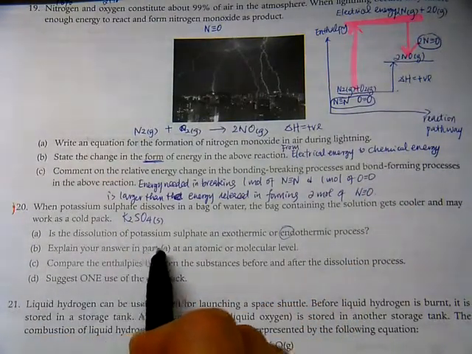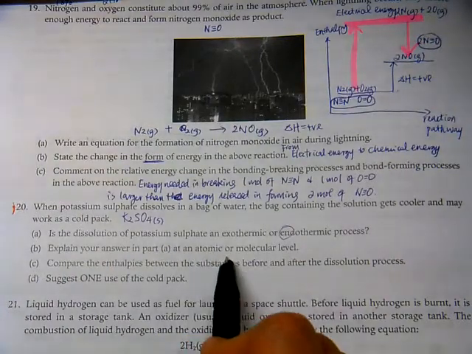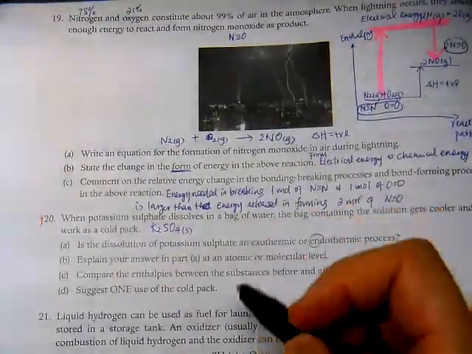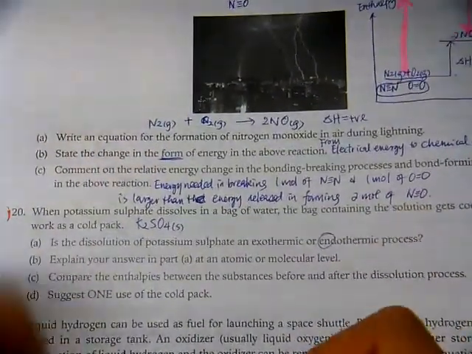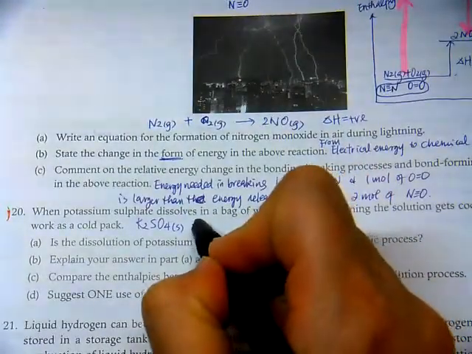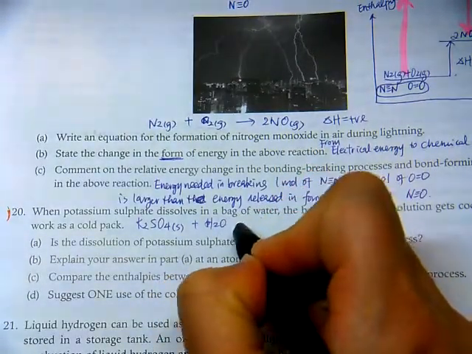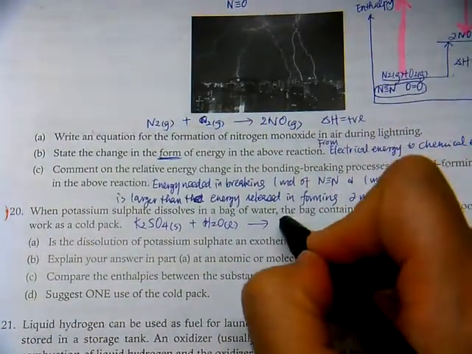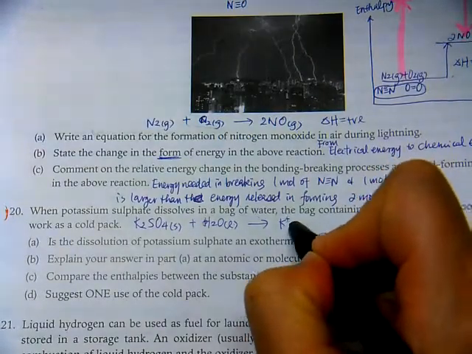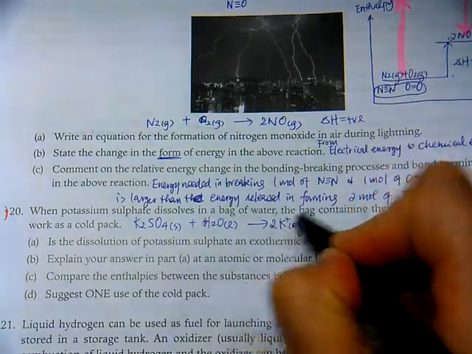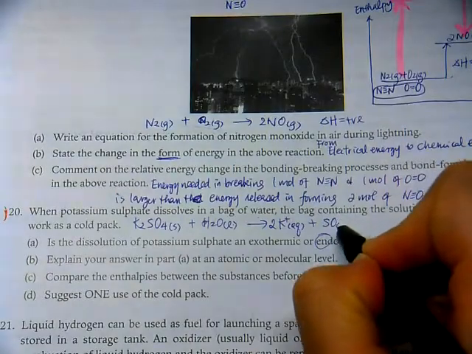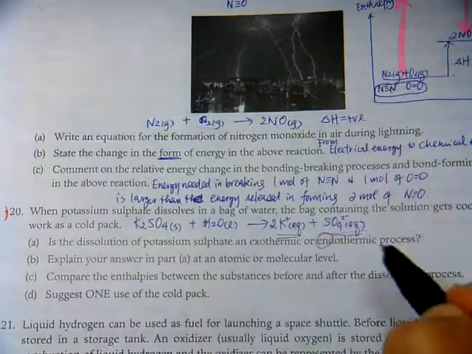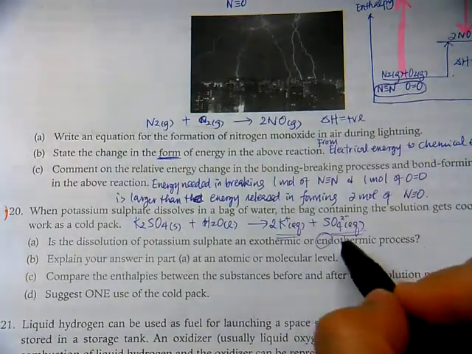Explain your answer at atomic or molecular level. Now again, let's look at the equation for the dissolution. Here, it dissolves in water. Finally, can you tell me what is formed? Okay, we have mobile potassium ion, 2 moles of it, and 1 mole of sulfate ion. They are in the aqueous state.